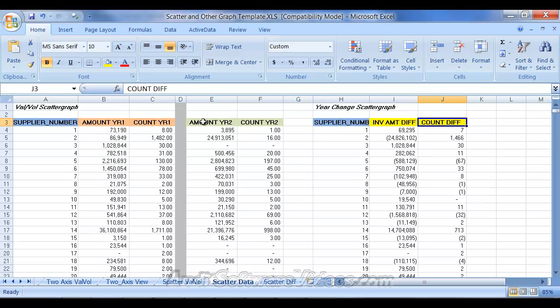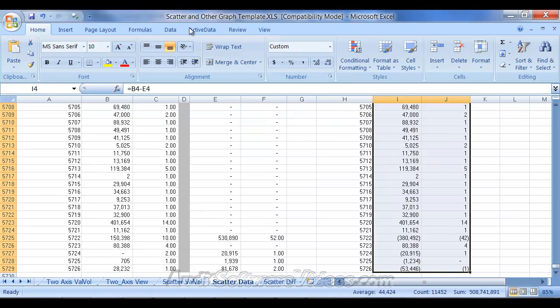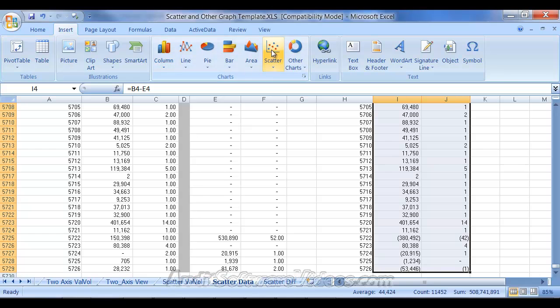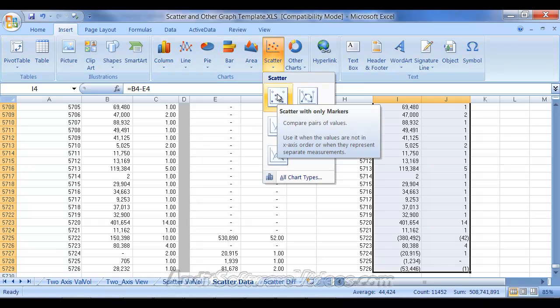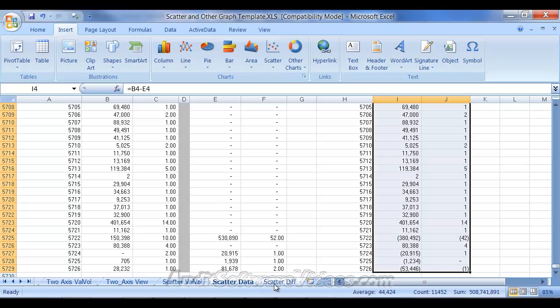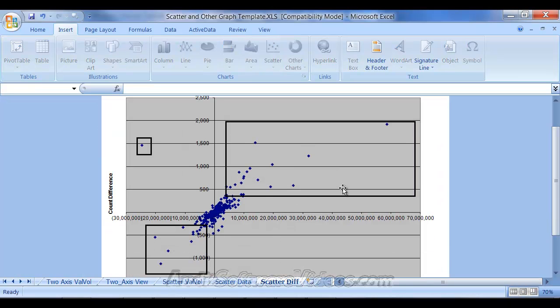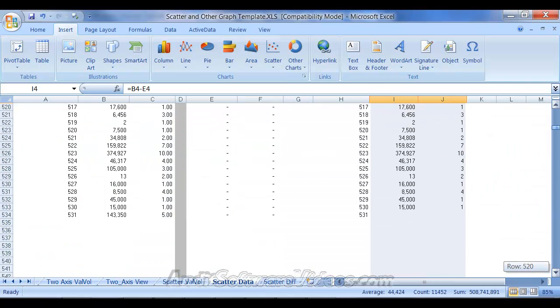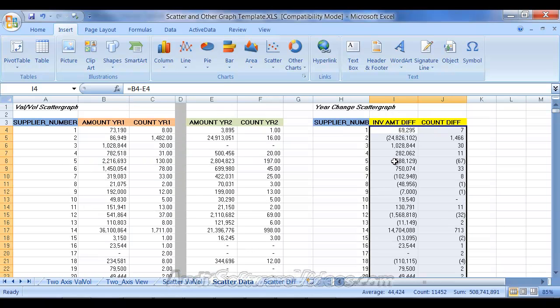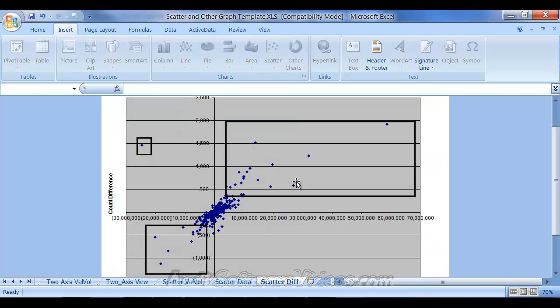My count difference is, again, year 1 minus year 2, as you can see here in that count difference. And once I have both of those set, I can create a scatter graph by highlighting that data, saying Insert, Scatter, and then selecting that scatter graph. And when I do, I create this scatter difference chart. I'm only scatter graphing in this case 2 data points, invoice amount and count difference, and they're both a difference.